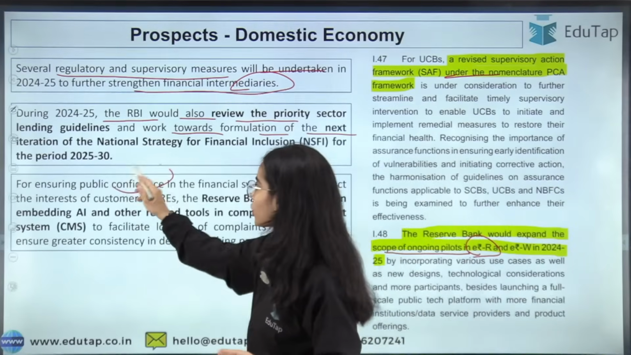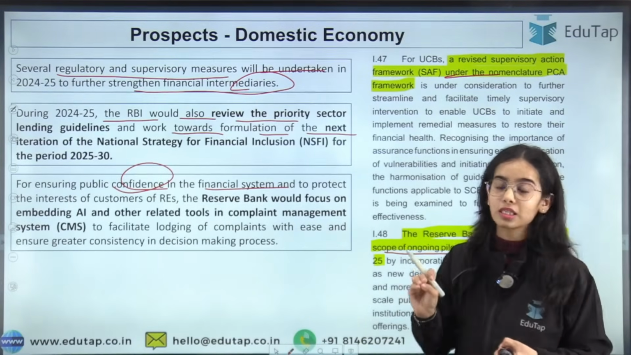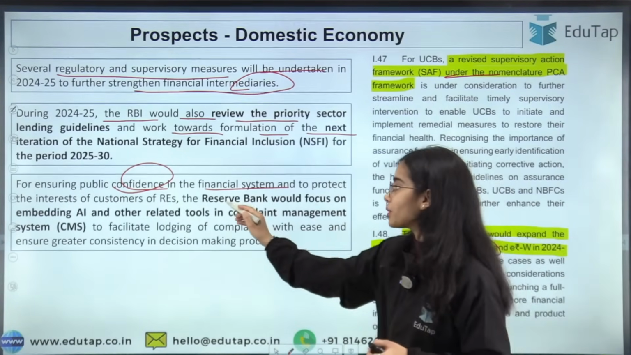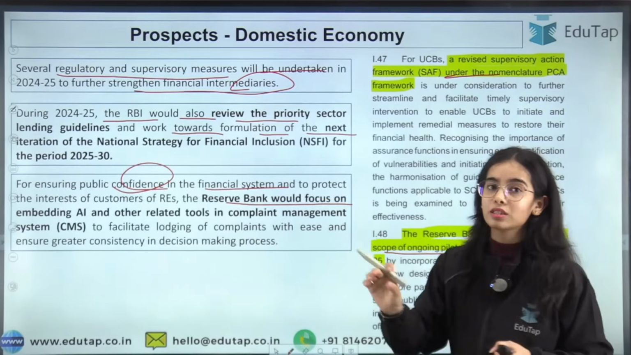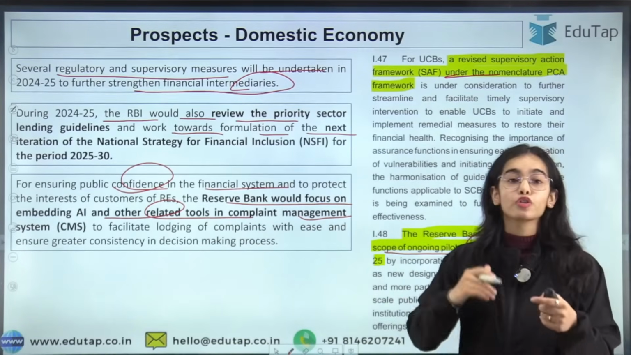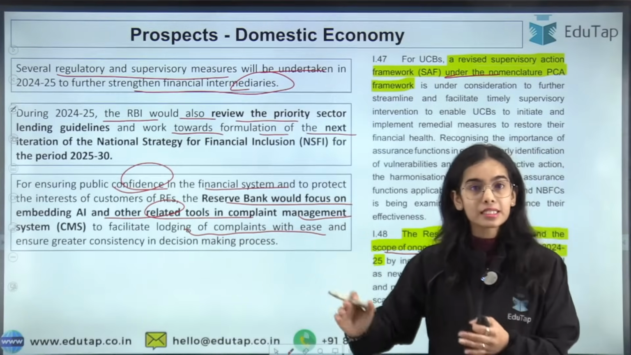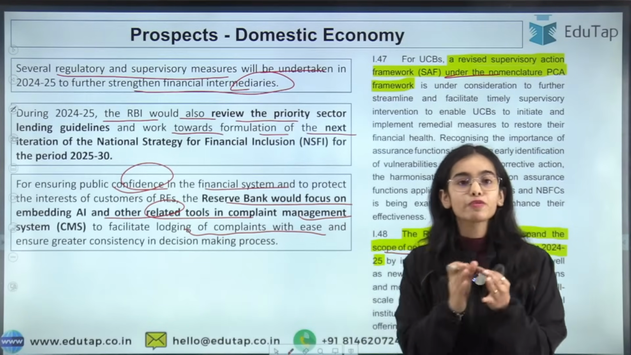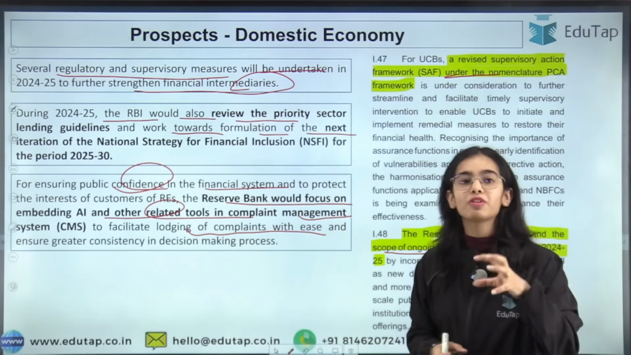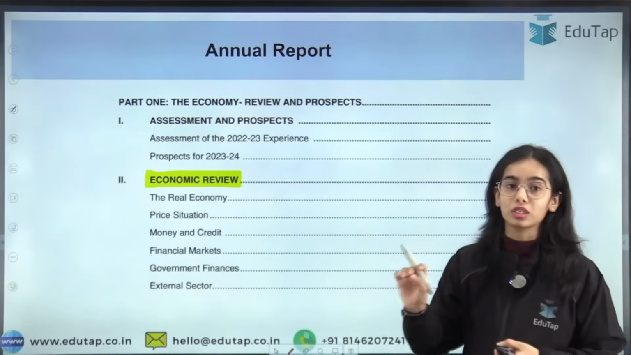For ensuring public confidence in the financial system and to protect the interest of customers in the regulated entities, the Reserve Bank of India said that the RBI will focus on embedding AI and other related tools in the complaint management system to facilitate lodging of complaints with ease. So for even greater consistency and ease for the customers, the RBI is saying that in the complaint mechanism, AI tools will be used to further smoothen the process for the customers.